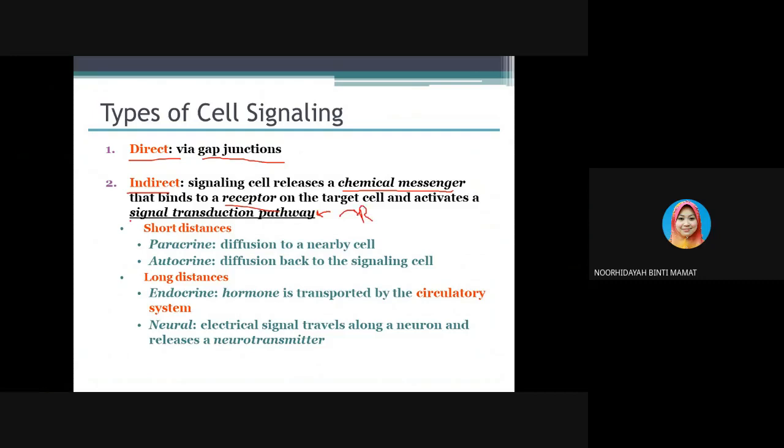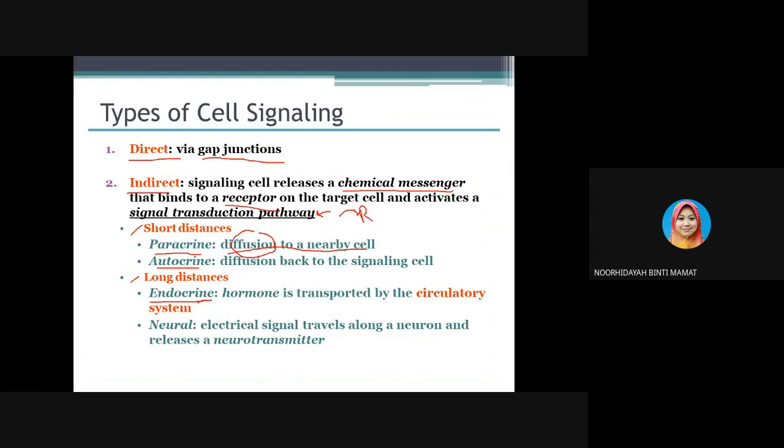So in this indirect cell signaling, we have short distance and we also have long distance. The short distance types are paracrine and autocrine. Paracrine diffuses to a nearby cell, and autocrine diffuses back to the signaling cell. For the long distance in indirect cell signaling, we have the endocrine, which we already learned about in the previous lecture.